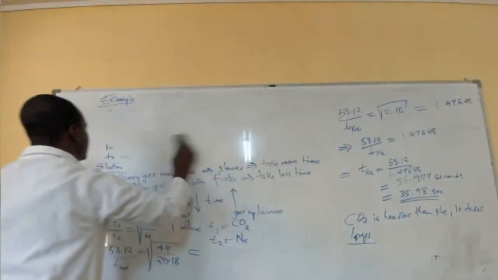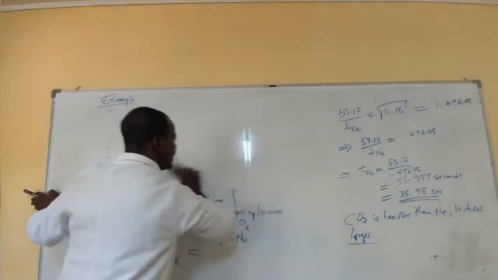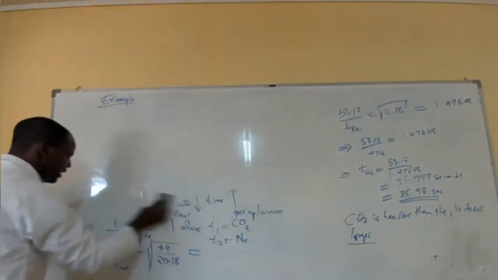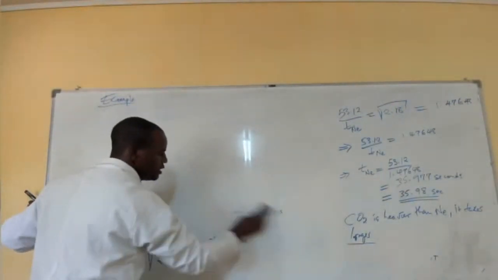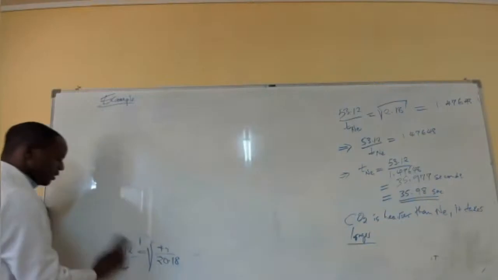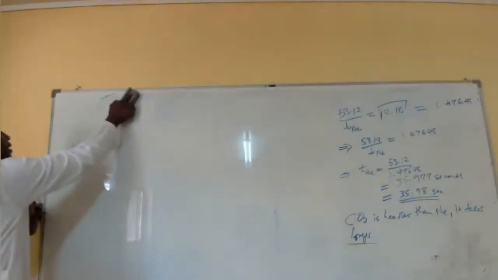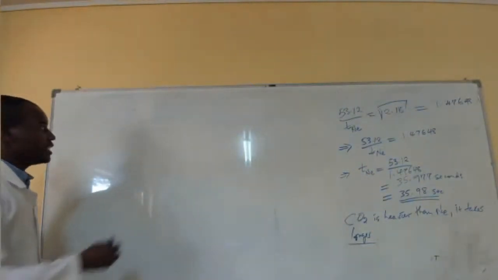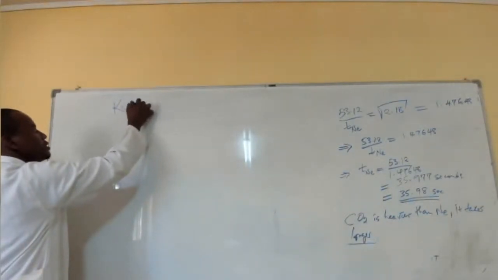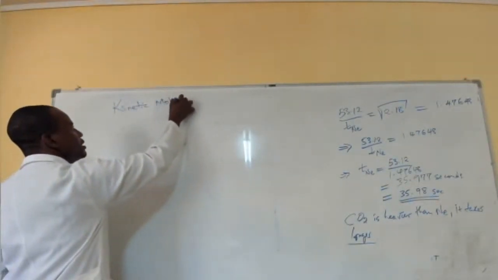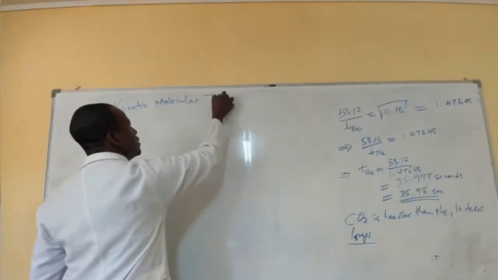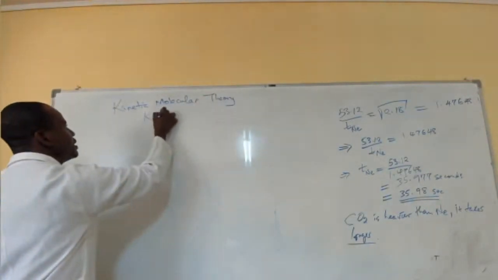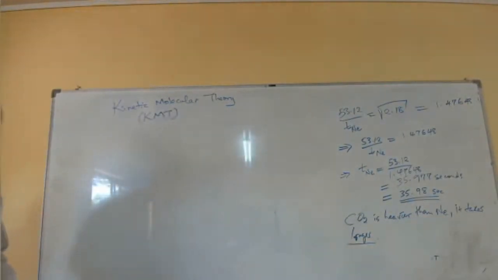Let's look at the kinetic molecular theory. I'll not spend so much time on the kinetic molecular theory, because you can read it in the notes. It's a little bit straightforward. The notes are there on Moodle, so you can just revise on that and fine tune. That is the kinetic molecular theory, which is abbreviated as KMT. This is given in the notes, straightforward.